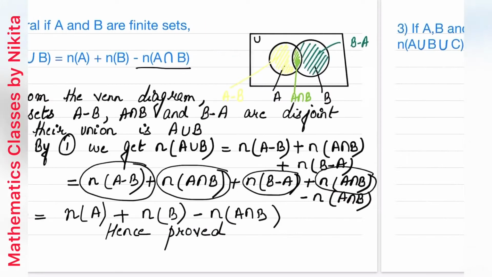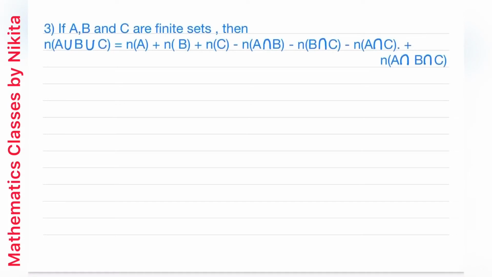Okay, got it? Now the next formula is for 3 sets. So if A, B, C are finite sets, then the number of elements in A union B union C is equal to the number of elements in A plus the number of elements in B plus the number of elements in C minus the number of elements in A intersection B minus the number of elements in B intersection C minus the number of elements in A intersection C, plus the number of elements in A intersection B intersection C. So first let us draw the Venn diagram so that the things are clear to you.